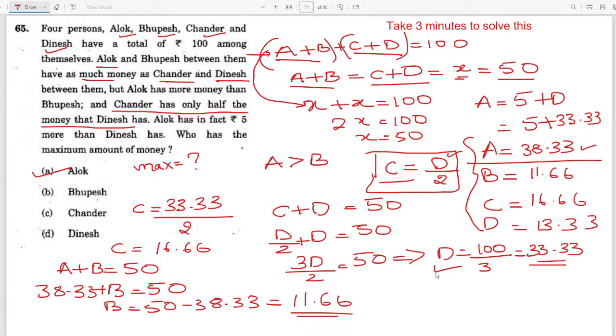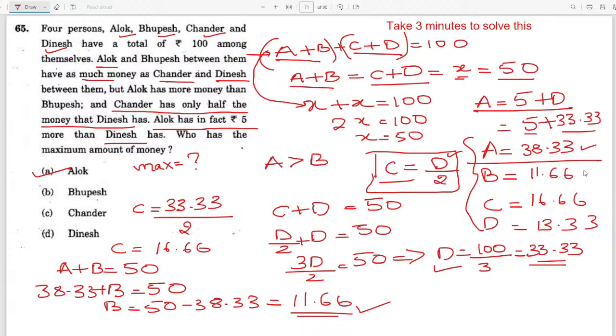Once I calculate D, I have another data that they've given, that Alok has 5 rupees more than Dinesh. So Dinesh has 33 rupees, and 5 rupees more than Dinesh means Alok has 38.33. Now I have A plus B is equal to 50, so I would substitute the value of A here. A is equal to 38.33. B, I will calculate as 50 minus 38.33, and that would be equal to 11.66.